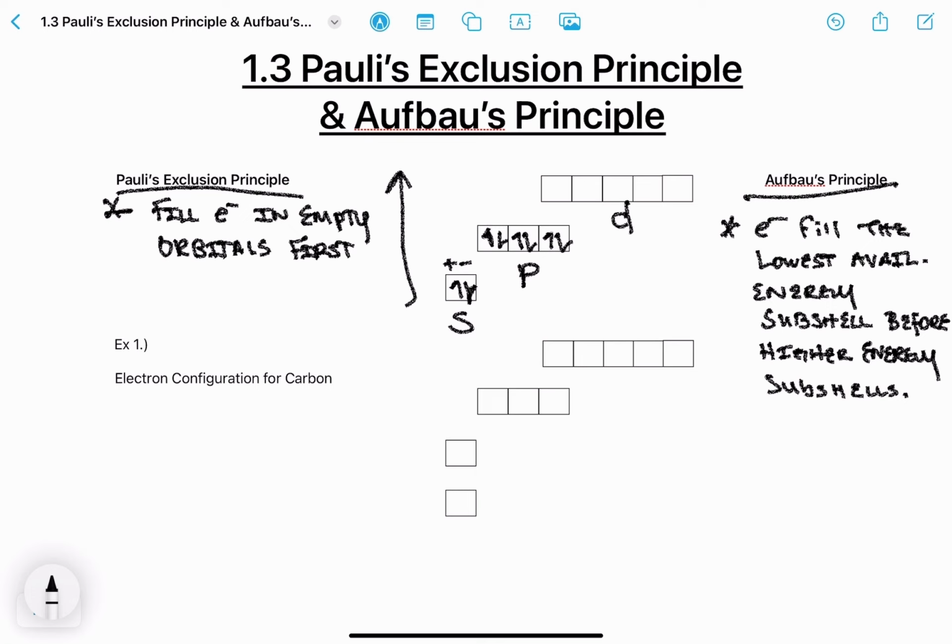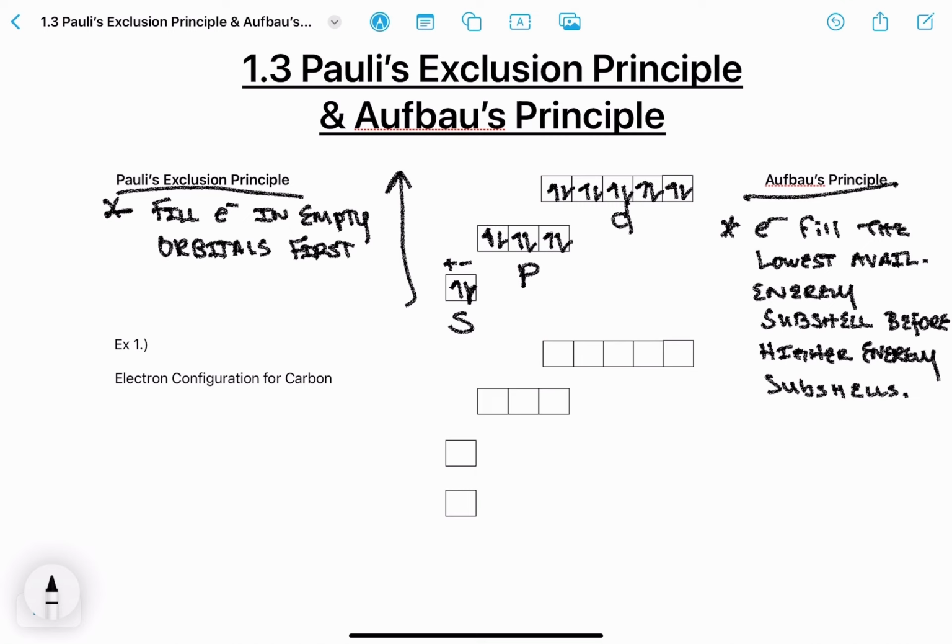So because P is lower in energy than D, we started at P, and now we're going to D. And so again, we're going to fill the empty D orbitals first, and then we can double up with the electrons. Again, the arrows are in opposite directions, indicating opposite spin.